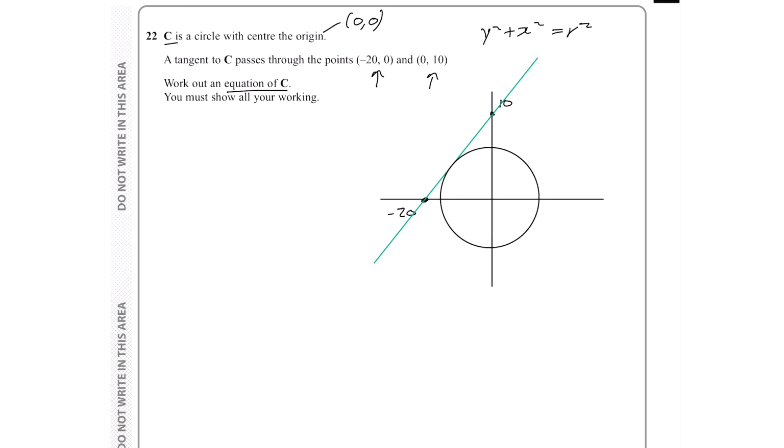That is good enough. So we have this, and in order to write this equation, we really just need the value of r, the radius. So if I draw a line in a different color, the radius is that there. We know the tangent meets the radius at 90 degrees.